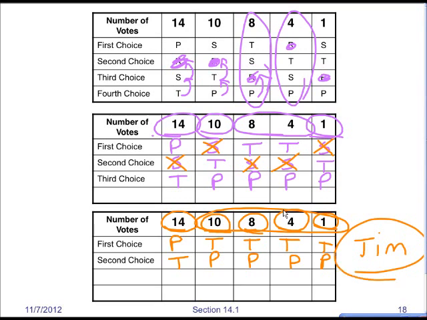So notice we've had a different winner depending on how we count the votes. Paul would have won with plurality. Rita would have won with Borda count, and now Tim.